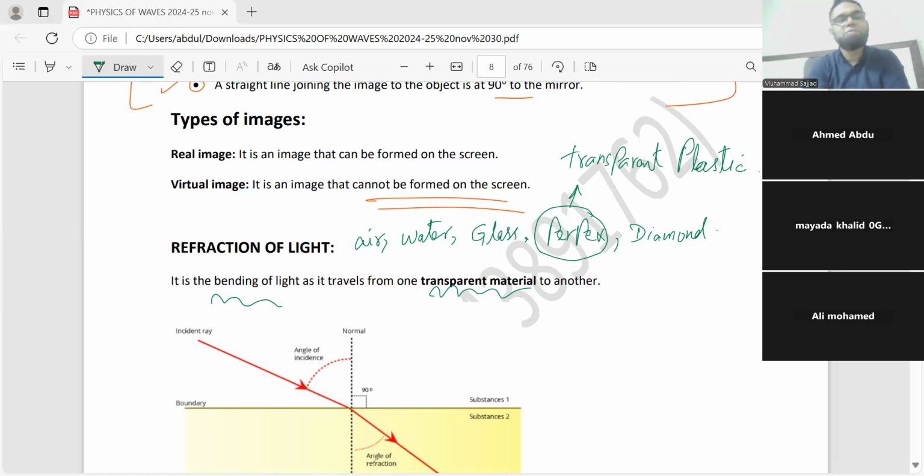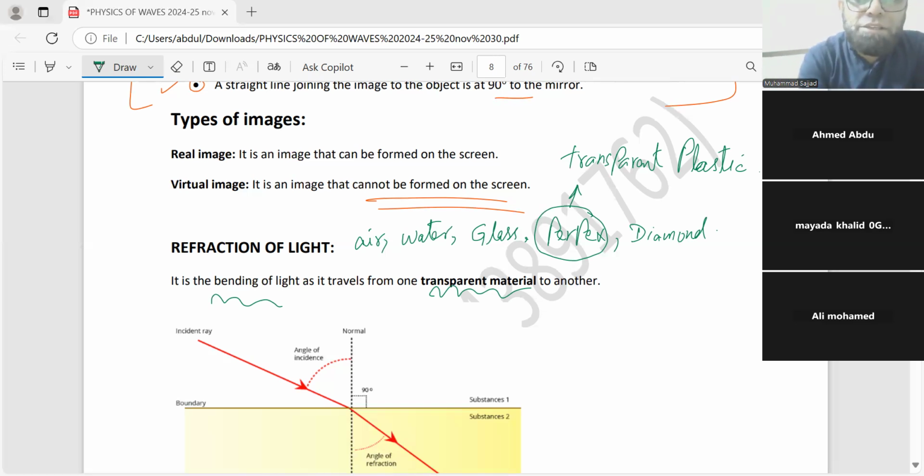And that is my point, that it is the bending of light as it travels from one transparent material to another, like from air to water, air to glass, water to glass, glass to perspex, perspex to diamond, or diamond to glass. Whenever it moves from one medium to another medium, there will be a change of speed of light which will lead to the bending or refraction of light.